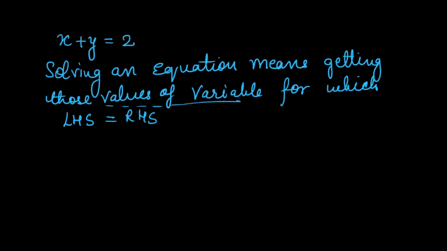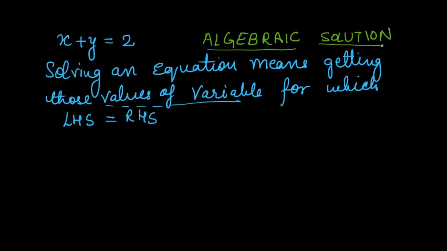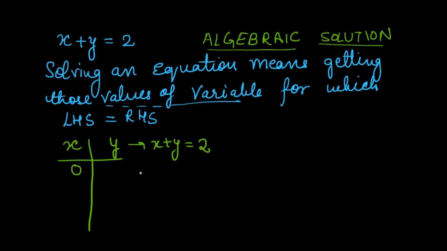And now we will try to find the solution of the equation x plus y is equal to 2. So we are trying to find the solution in this particular case algebraically. We are trying to find the algebraic solution of the given equation. Now let us find out the values of x and y such that x plus y should equate to 2. Let us form a table. So if I take x is 0 and y is 2, then this particular pair adds up to 2, which is our right hand side.